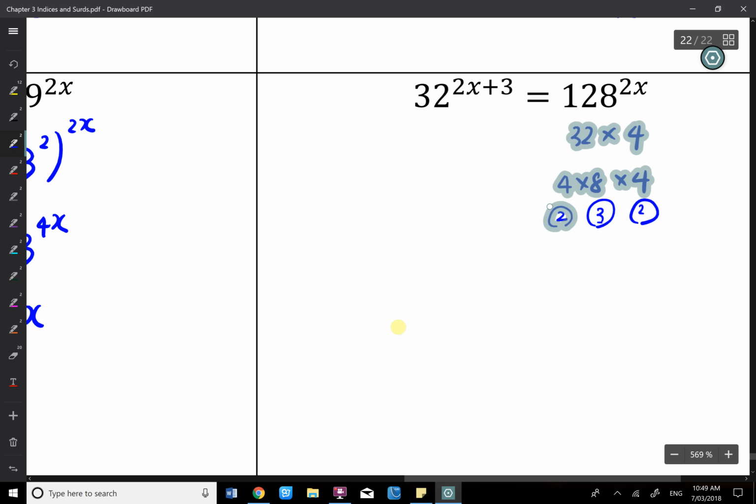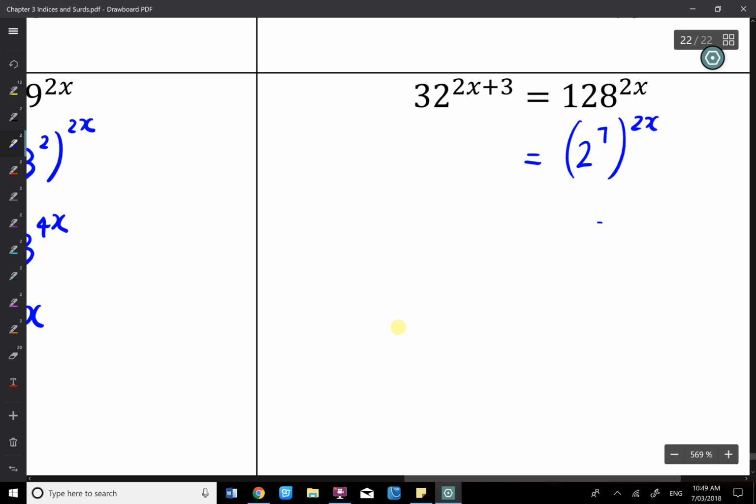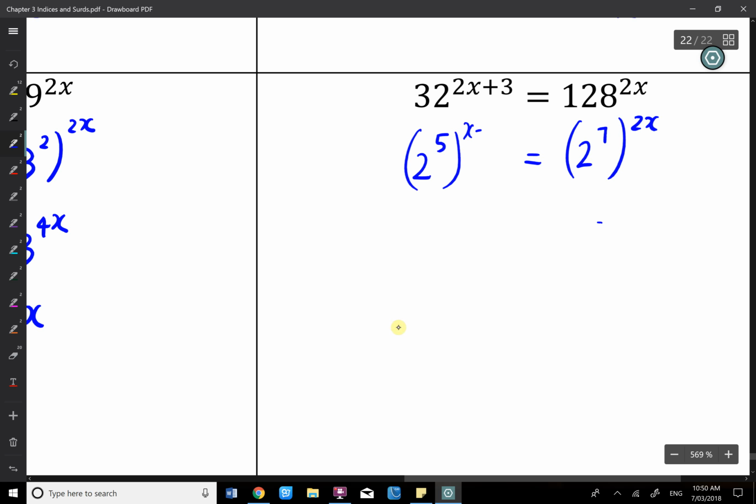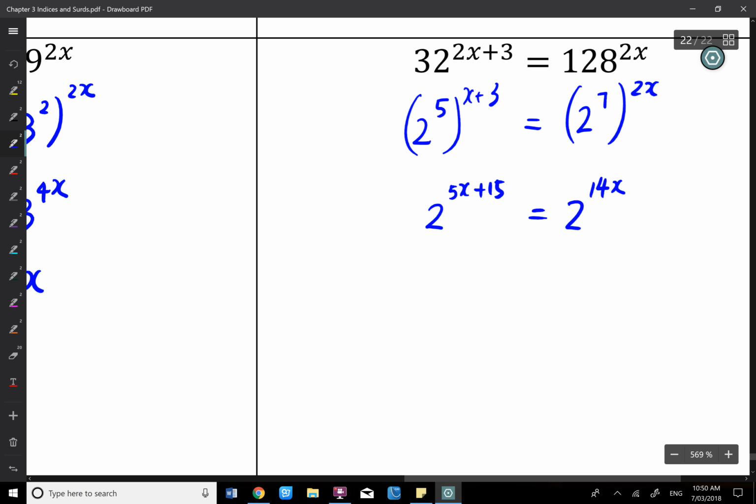So we will have 2 to the power of 7 and then to the power of 2x. Well, in 32 there are 5 2's, because 4 times 8 is 2 2's and 3 2's, so 5 2's. And then x plus 3. We have 2 to the 5x plus 15 equals 2 to the 14x. 5x plus 15 equals 14x.